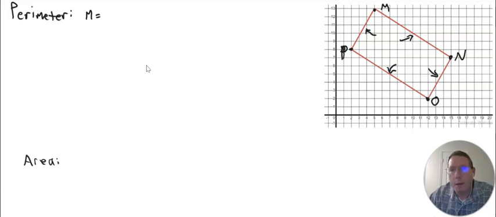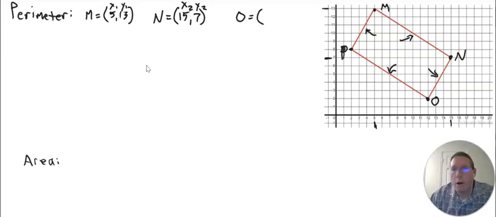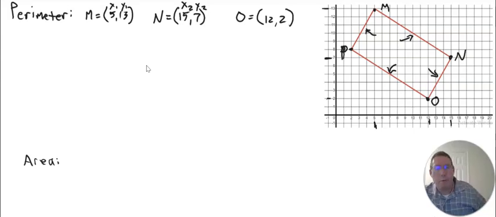Okay, so we need to identify the length of side MN. Point M looks like it's at 5, 13. We'll call that X1 and Y1. And then N is at the point 15, 7. We're going to call those X2 and Y2. Let's go ahead and get point O real quick. Point O is at 12, 2, and we'll eventually call those X1 and Y1.